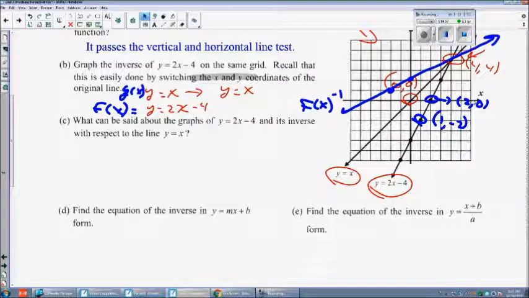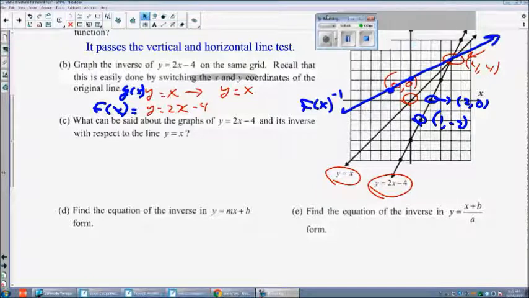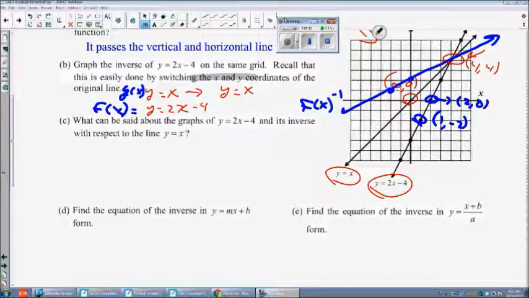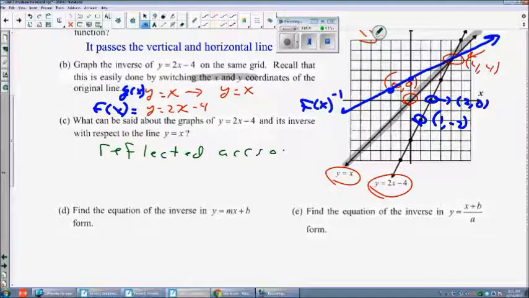What can we say about the graphs y equals 2x minus 4 and its inverse with respect to the line y equals x? What we notice is it's reflected across the line y equals x. Do you remember that from geometry? It's reflected across the line y equals x. So that's what an inverse is. That's the geometric definition.